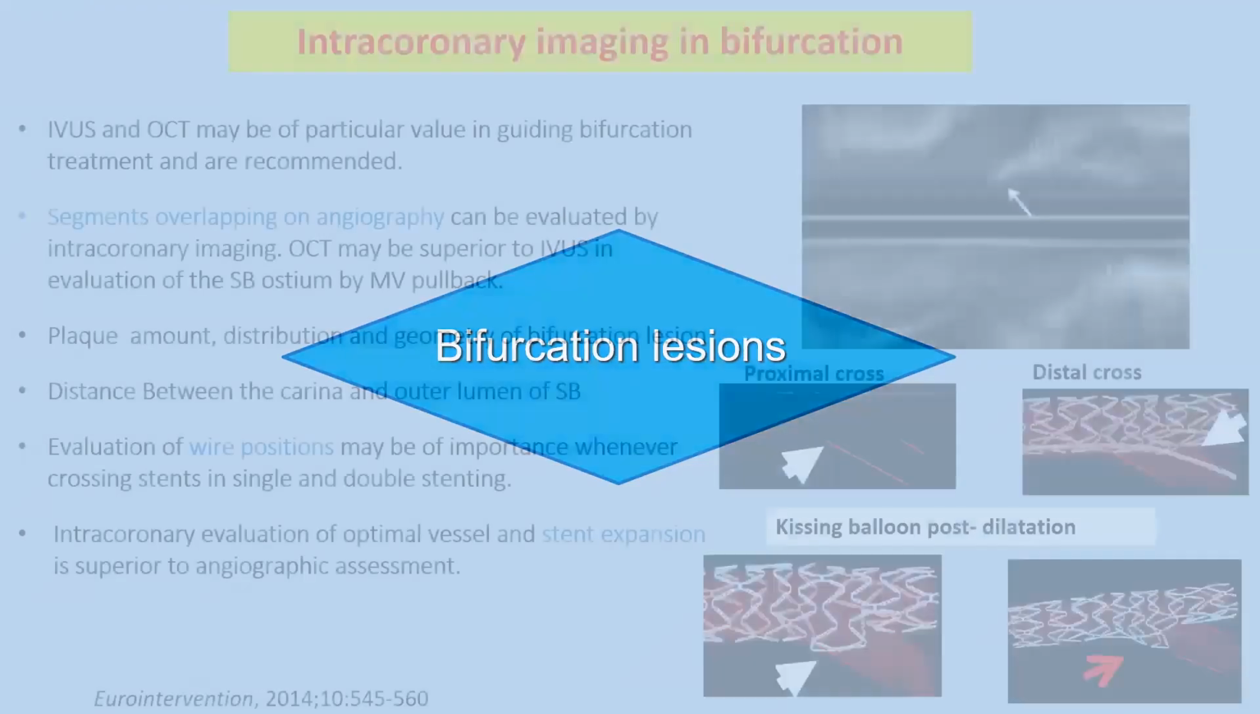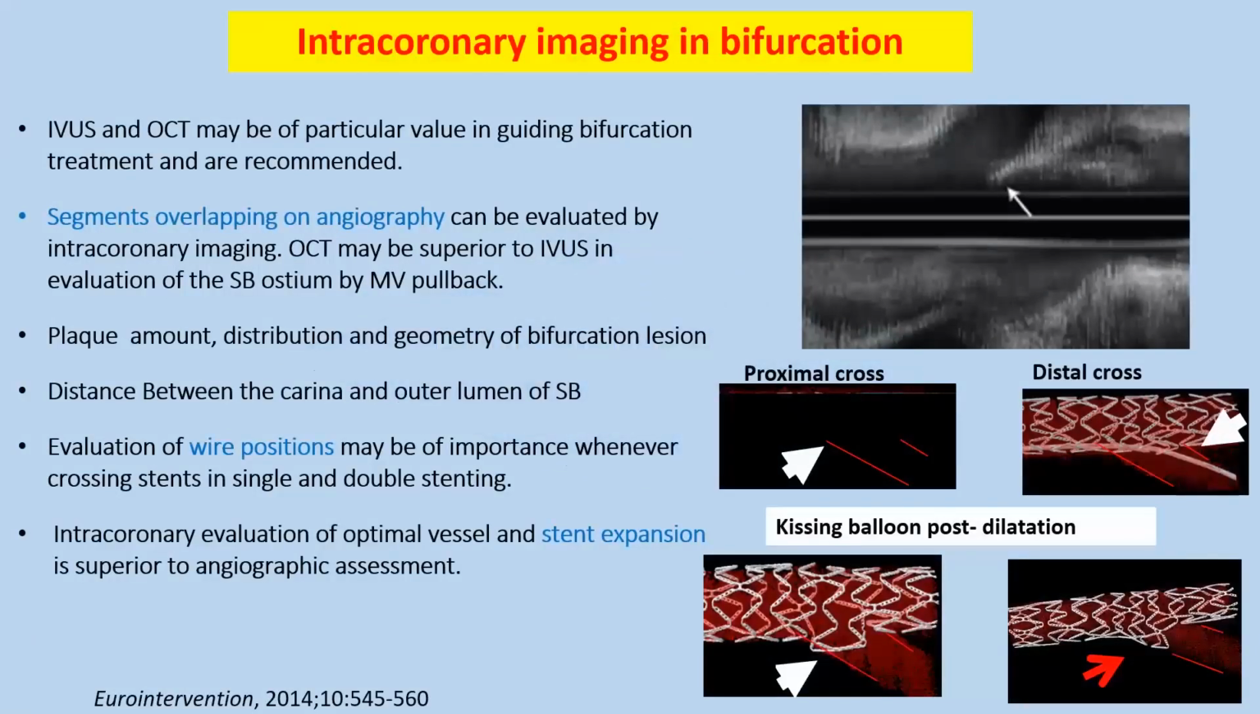So next, moving on to bifurcation lesions. Again, we know the importance of imaging in complex bifurcations. Both IVUS and OCT will be helpful. OCT is particularly more useful in bifurcation lesions because we can assess not only the plaque amount and distribution, but it also helps to identify the wire position, whether we have crossed through the distal strut or the proximal strut. And we know that in provisional stenting, distal crossing is more important. And 3D OCT really helps to understand where the wire is and achieve optimal wire crossing.